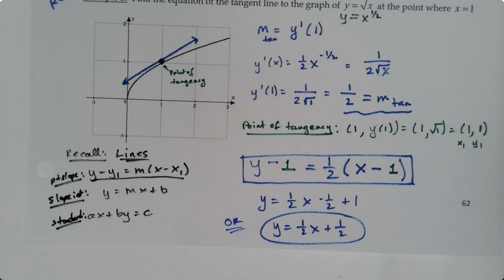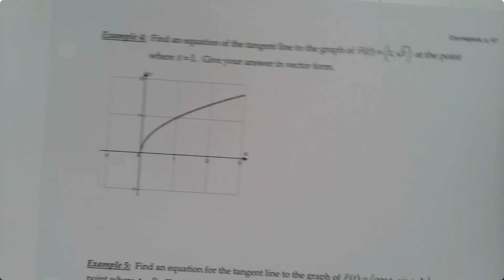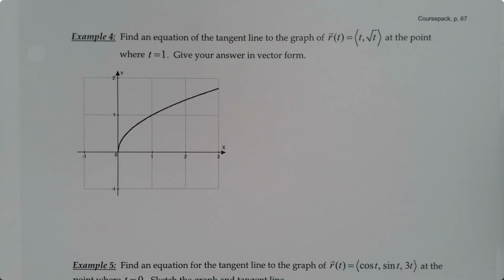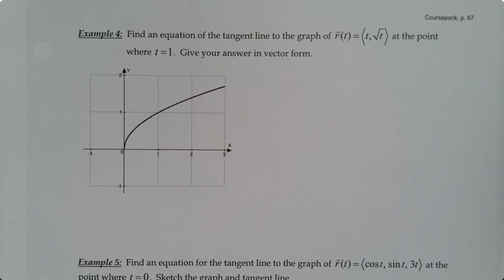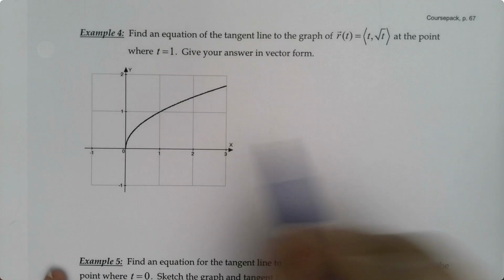Okay, so we found the equation of the tangent line. This blue line right there, that's the equation of the line. Now, how does it change when it's a vector valued function? Let's find the equation of the tangent line to the graph of r of t equals t comma square root of t at the point where t is equal to 1.